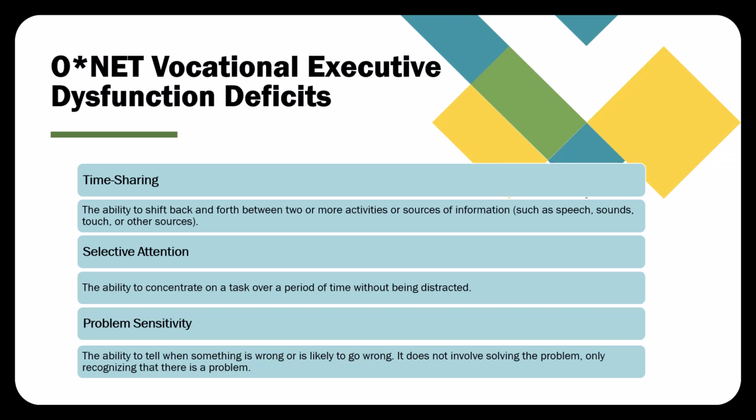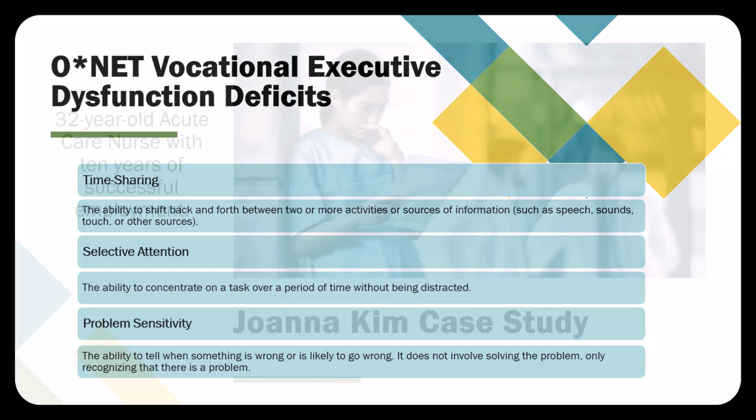Another cognitive variable within ONET is selective attention, the ability to concentrate on a task over a period of time without being distracted. ONET also considers problem sensitivity as a cognitive variable, the ability to tell when something is wrong or likely to go wrong. It does not involve solving the problem, only recognizing that there is a problem.